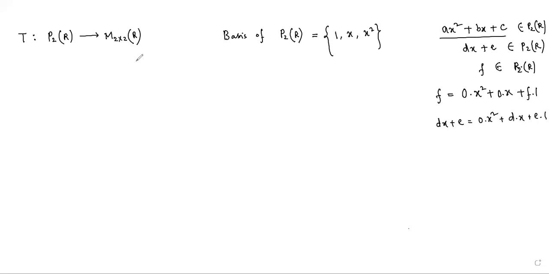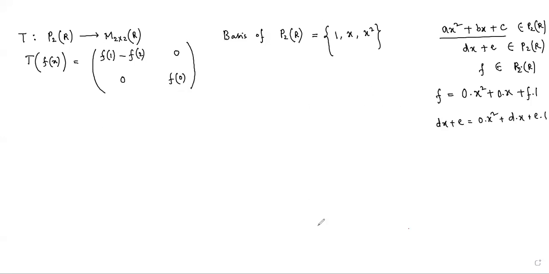Now we want to find the range of T for this transformation. The transformation was given as T of f(x) is equal to the matrix whose first element is f of 1 minus f of 2, second element is 0, third element is 0, and the last is f of 0. Okay, so this is how the transformation is given.